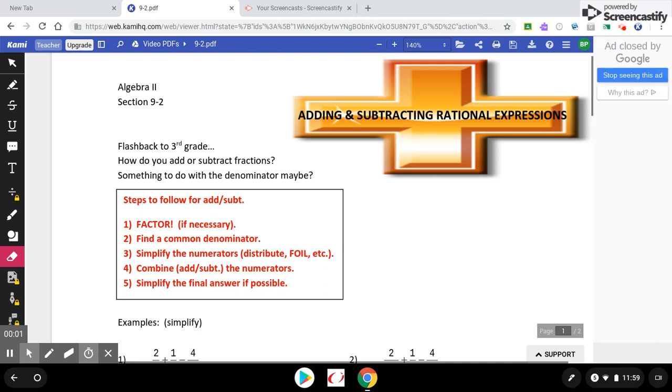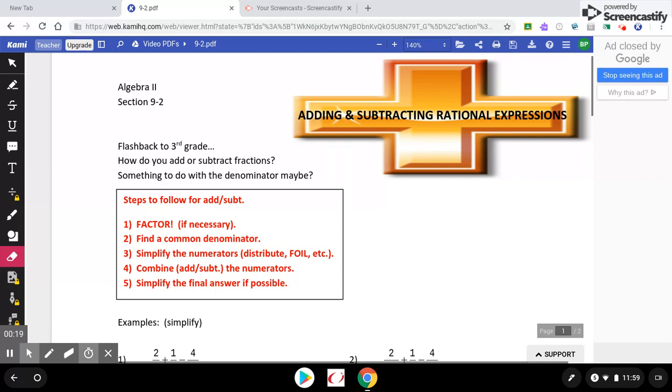Hey everybody. Section 9.2 is adding and subtracting rational expressions, or simply put, combining algebraic fractions. Two of your favorites combined into one, algebra and fractions. Try not to be too excited. So the process is shown here in the box.